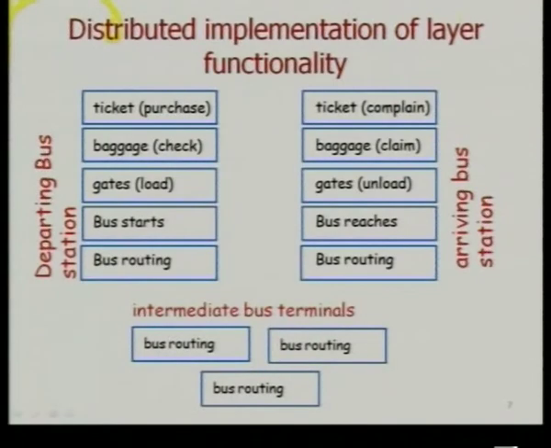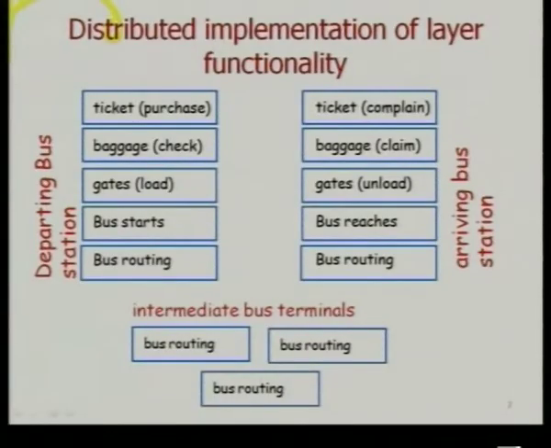Similarly, at the arriving bus station, you have the bus reaching the place, then you are getting off the bus, then you claim your baggage, and then you make a ticket complaint. So this is at the arriving station. At the intermediate bus terminals, the buses are getting routed. For instance, if you are going from one station to another station, there are many intermediate terminals that you may visit. Typically what happens at the terminal is that the bus will be routed to go from one place to another place. So you can look at this as a distribution of the different functionalities that is happening in a network, in a bus travel.